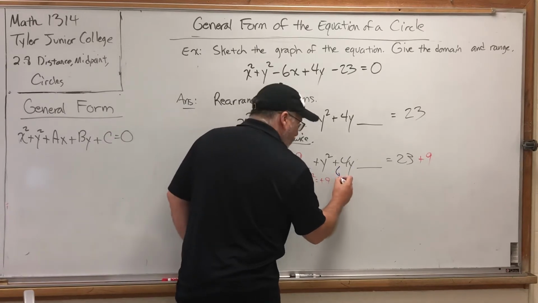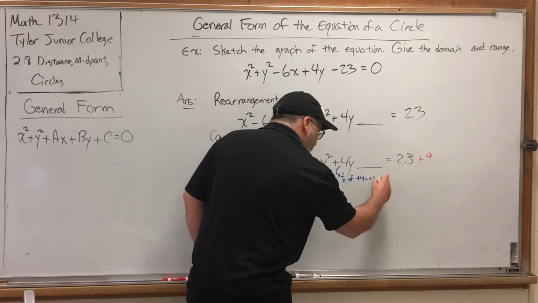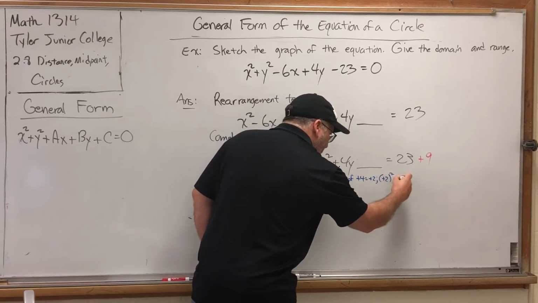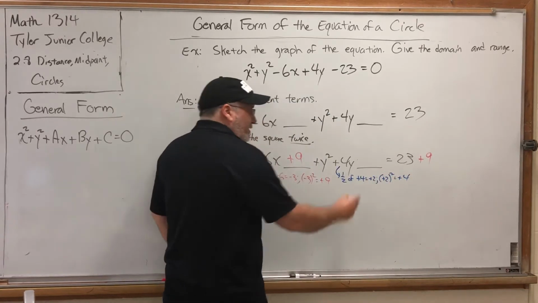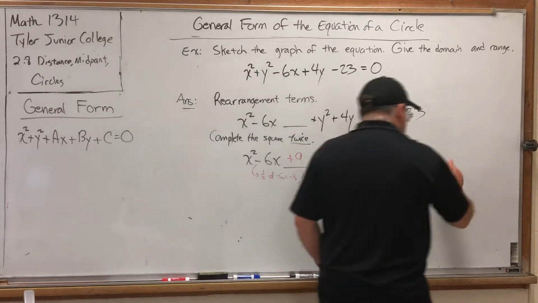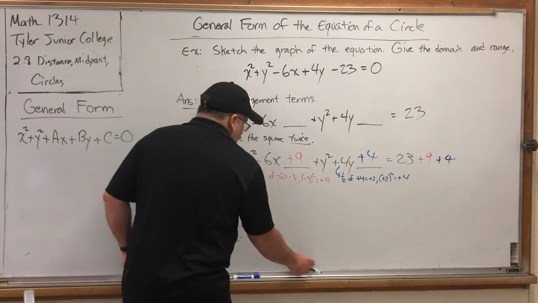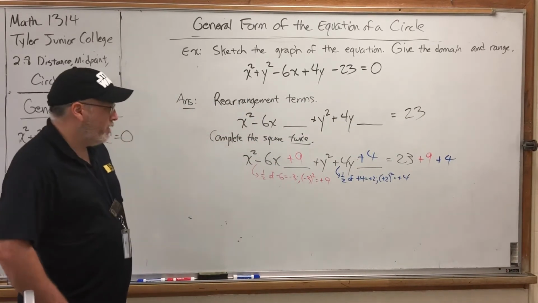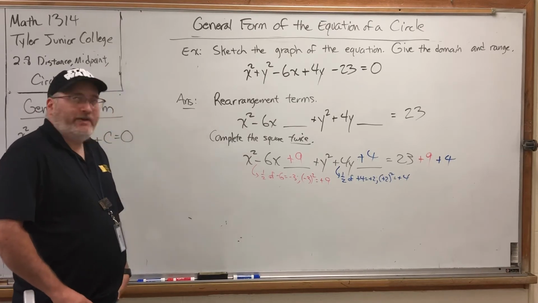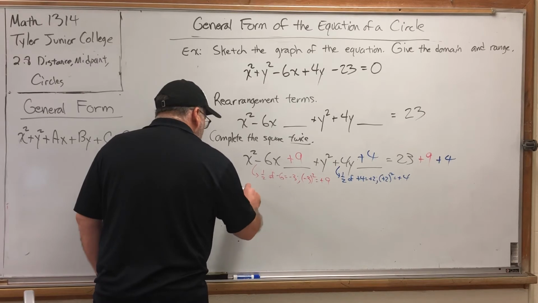So from the +4, half of +4 is equal to +2, and +2 squared is +4. So I need a +4 in that blank, but if I add it on the left, I have to add it on the right. If done correctly, completing the square creates a trinomial that factors predictably. So our next move is to factor into squares.